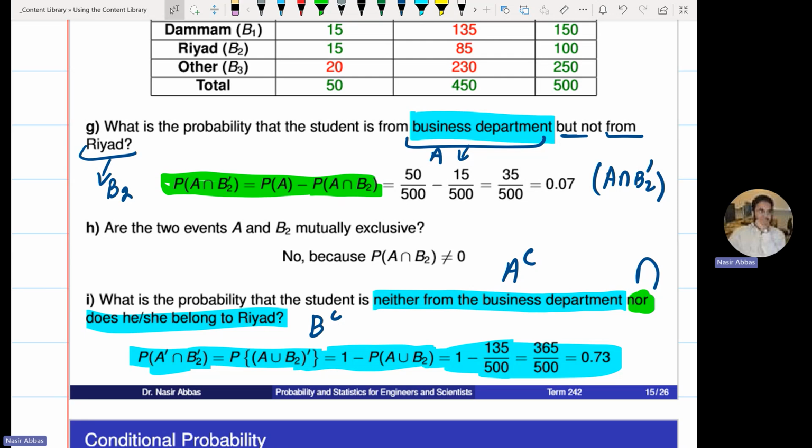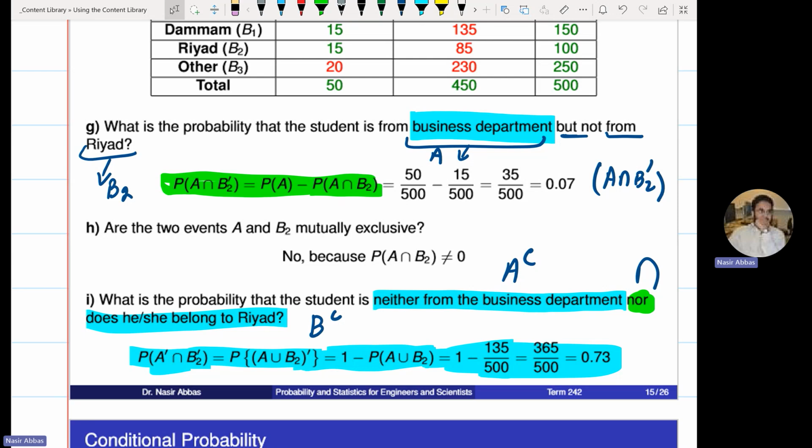This example was a brief demonstration of those 3 or 4 concepts that we studied: the complement rule, the mutually exclusiveness, the exhaustiveness, the De Morgan's law, the addition theorem, intersection, union. All of those were demonstrated here. But this is a demonstration. This is not a real example.